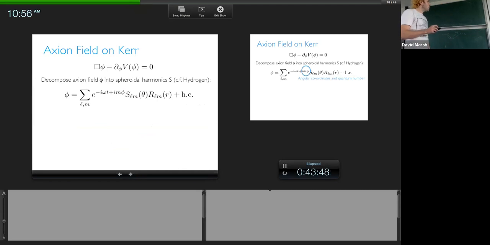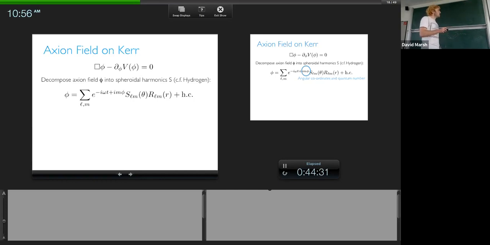Okay, so we need to compute the box operator from that metric and solve the equation box φ minus dV/dφ equals 0. Just like we were doing for the axion field and the Peccei-Quinn symmetry breaking in the radiation dominated universe, where we had box on FRW, now we just need box on Kerr. We can make our lives a little simpler by using the symmetries of Kerr and decomposing the axion field into the spheroidal harmonics S. The spheroidal harmonics are like the spherical harmonics, but they're distorted because you've got the angular momentum.